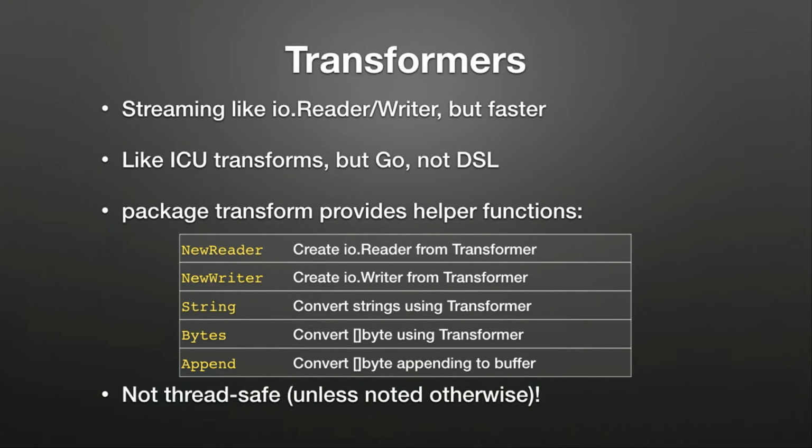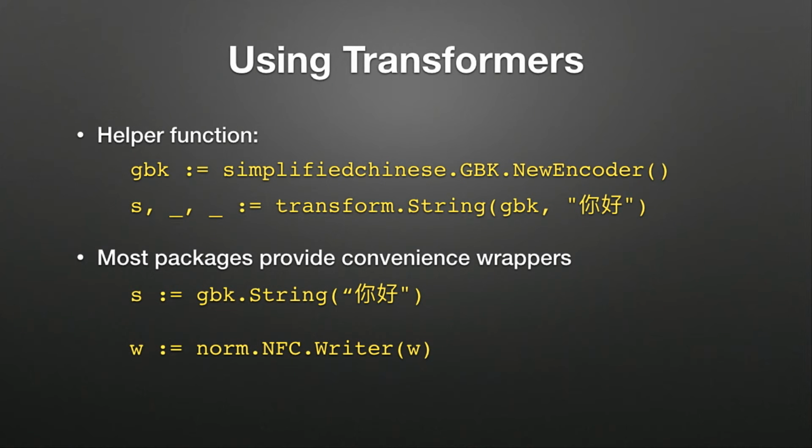The transform package provides a bunch of helper functions that let you convert a transform into higher-level operations, like converting strings, bytes, appending, as well as converting into a reader and writer. It's important to know that transformers might have state. About half of them do, I would say. Sometimes it's not really necessary, but it's a performance thing. By having state, you can make it much faster and avoid unnecessary look-ahead. And sometimes it's really required. Some of the transforms are quite complex and really require state. Hence the reset methods you saw earlier.